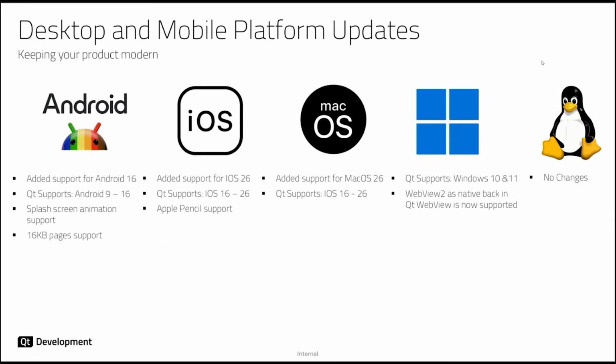So that covers our embedded hardware updates, and now we're going to be talking about some desktop and mobile platforms, mainly just talking about upgrading or adding support for the newest releases of the various operating systems. So for Android, we've added support for Android 16, which brings Qt support from Android 9 through 16. We've also added some splash screen animation support. So when you have an animation applied to the startup of an Android application, this is now supported within Qt. And we've also got 16 kilobyte page support as well.